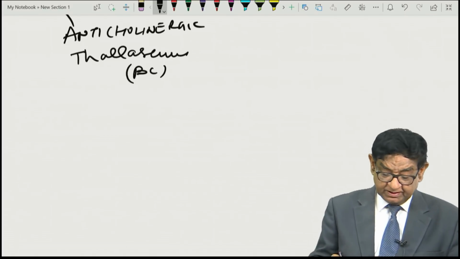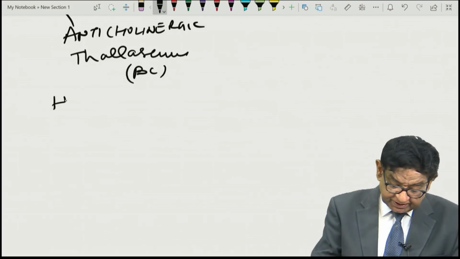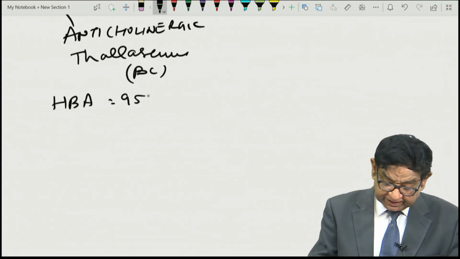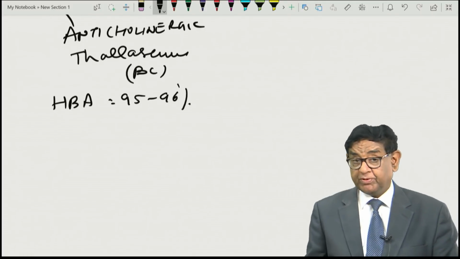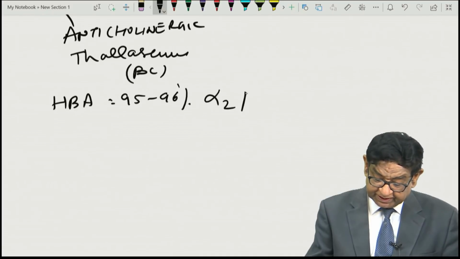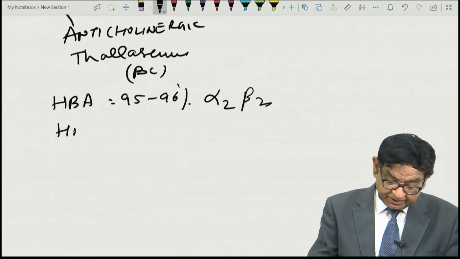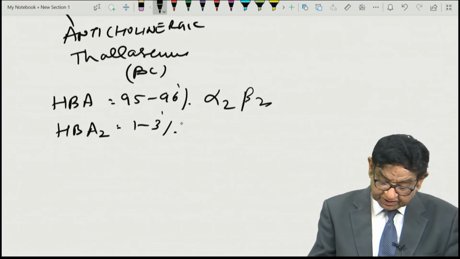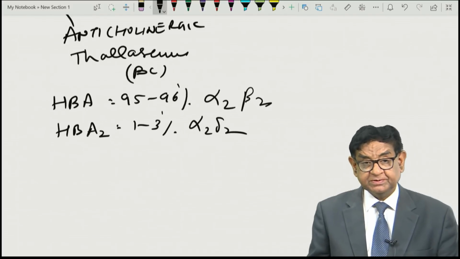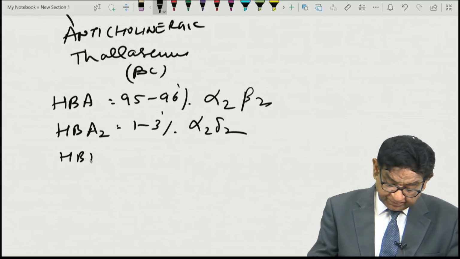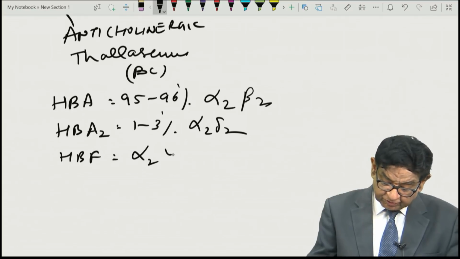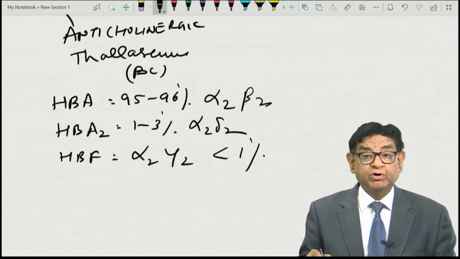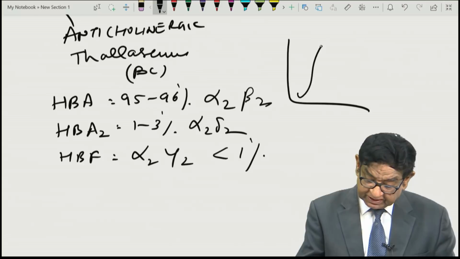Well, in the normal adult, we have HbA, hemoglobin A. It is about 95 to 96%. I'm talking about adults. And these are 2 alpha, 2 beta chains. Then HbA2, 1 to 3%, 2 alpha, 2 delta chains. Then HbF, 2 alpha and 2 gamma chains, less than 1%. So if you do the normal hemoglobin electrophoresis, you get a picture like this, A, A2, F.